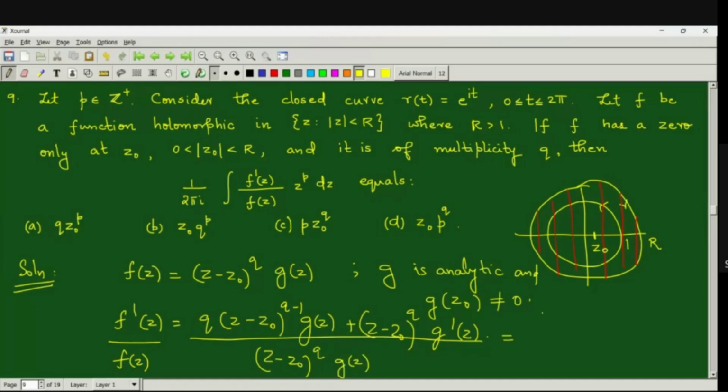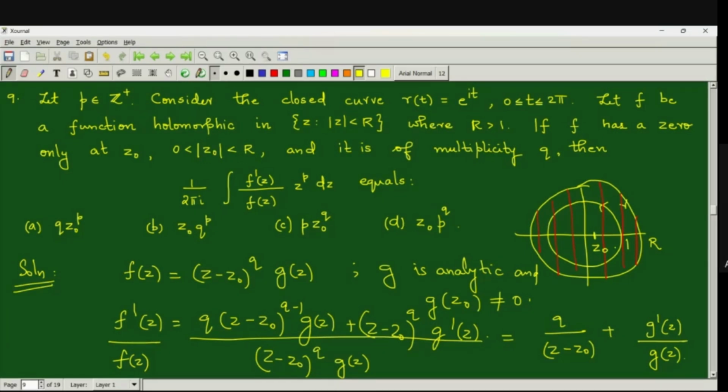What is this thing? This is Q by Z minus Z naught plus G dash Z by GZ, where G is not having any zeros inside the circle. Got it? Till this you got?